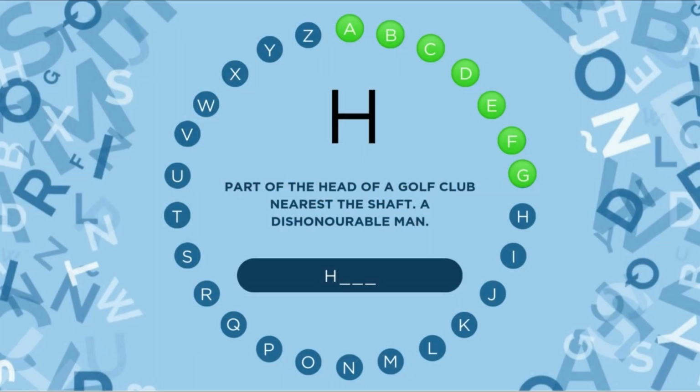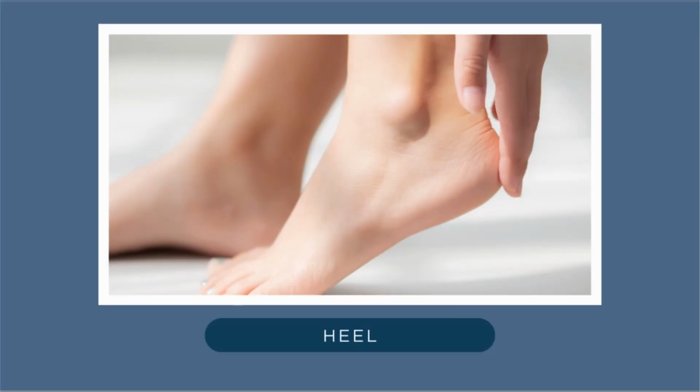Letter H, part of the head of a golf club nearest the shaft, or a dishonourable man. Beginning with the letter H, 4 letters long. And the answer is heel.